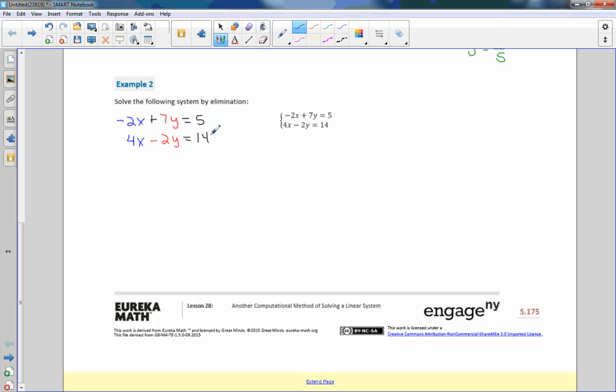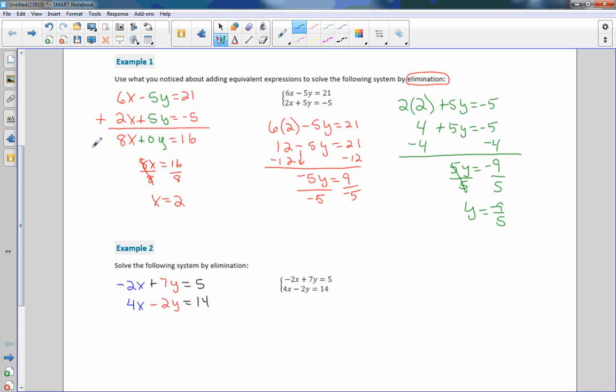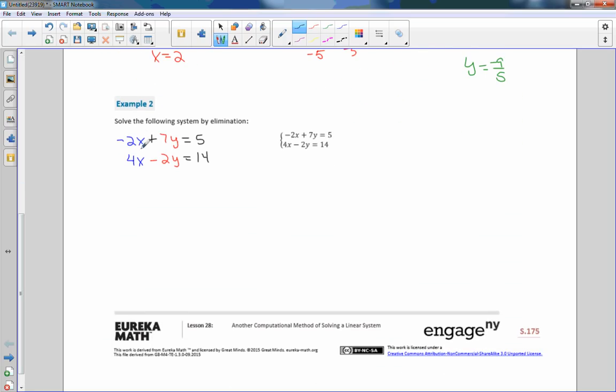So if you're thinking from example 1, notice this is another example, not an exercise, so it's not exactly like example 1. Notice here we had a negative 5y and a positive 5y, so therefore when we added we got 0y. Now looking at this problem, we have a negative 2 and a positive 4. Those are not the same or opposite. And I have a 7 and a negative 2. Those aren't the same or opposite. So we need to do something here to adjust this. I want to get opposites here.